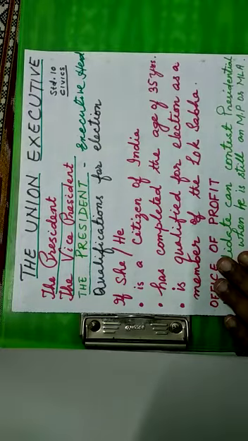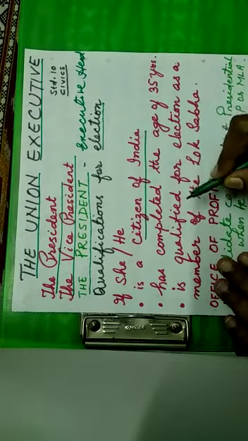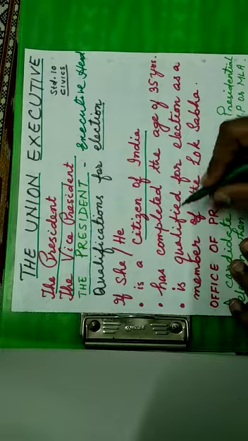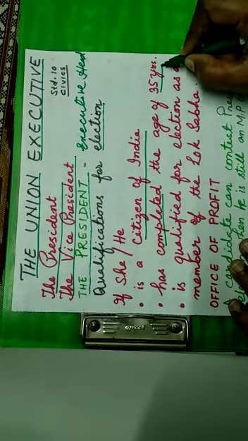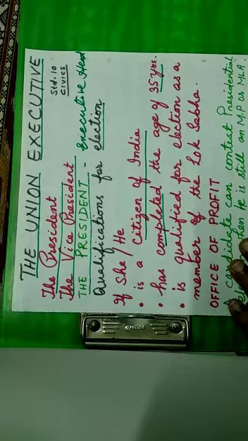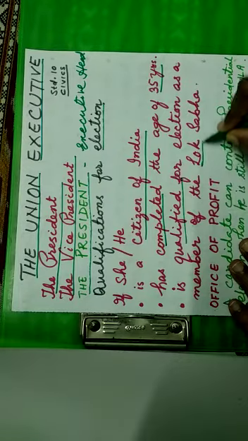As the executive head of the Union government, the President has only the nominal power while the real power is exercised in the hands of the Prime Minister. The President is elected indirectly. The qualifications required for the election of the President: the candidate should be a citizen of India, should have completed the age of 35 years, and should be qualified to be a member of the Lok Sabha.